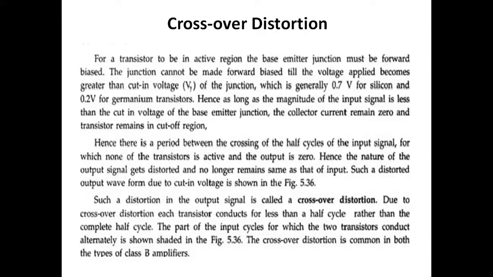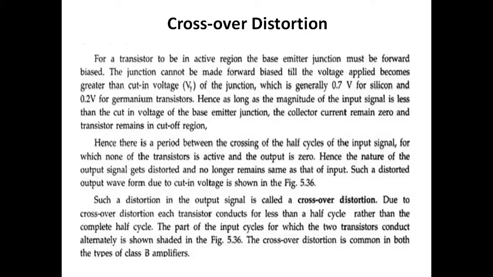So the base-emitter junction cannot be forward biased until the voltage is greater than the cut-in voltage, that is 0.7 volts. For silicon it is 0.7, for germanium it is 0.2 volts. Hence, as long as the magnitude of the input signal is less than the cut-in voltage, the collector current remains zero and the transistor remains in the cut-off region. So as long as the input signal is less than 0.7 volts at the base-emitter junction, the transistor is in off condition, in the cut-off region, and there is no collector current.